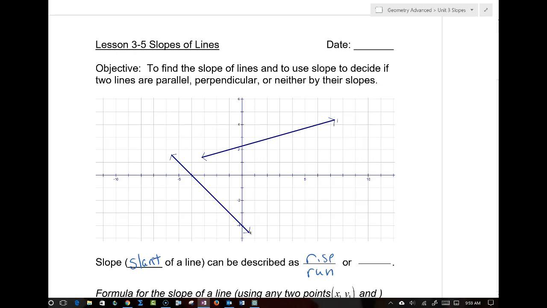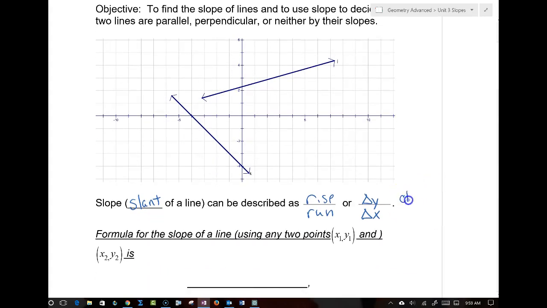Great. Any of your teachers ever use the delta symbols with you? They call it delta y over delta x, and that means the change in y over the change in what? The x, yep. So it's the change in y over the change in x. Now, that's used a lot, right? That's the rate of change. We use that a lot in physics or in chemistry, a lot of different sciences.